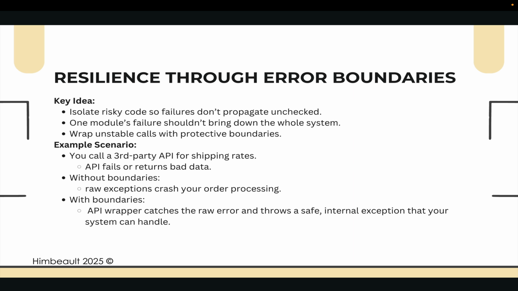So we really want to maintain the resilience that we have in our code through these error boundaries. We want to isolate risky code so that any failures that do occur will not propagate through our code unchecked. And just because one module might fail, the whole system shouldn't be brought down. So it brings us back to this idea of failing gracefully. We want to make sure we're wrapping unstable calls with protective boundaries.